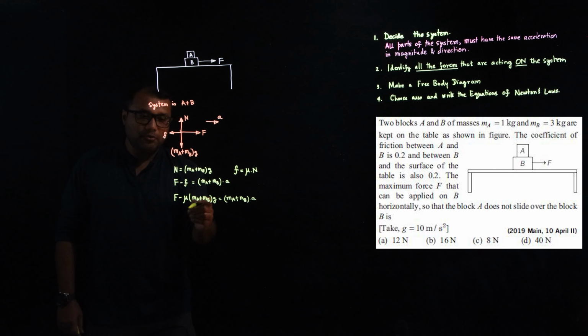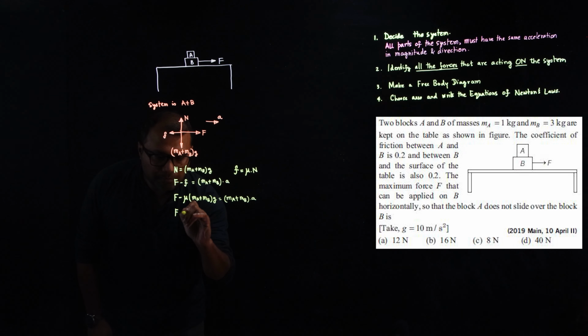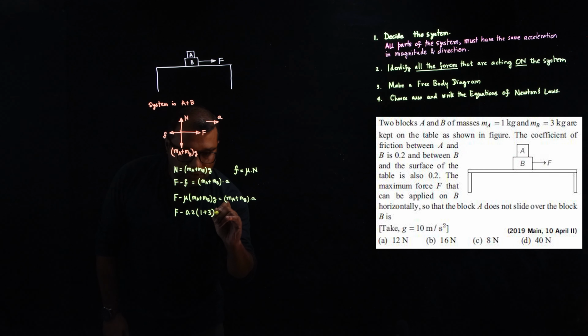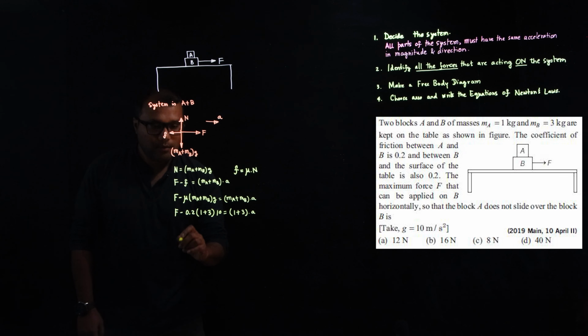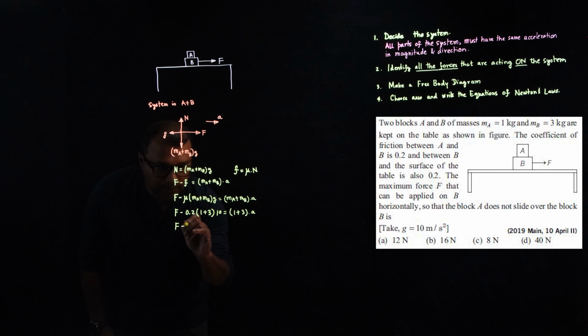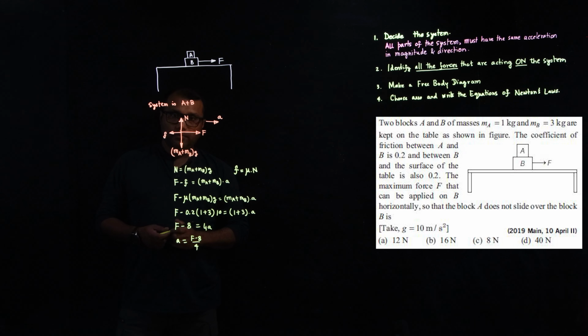Okay, now let's substitute the values. Mu is 0.2, MA is 1, MB is 3, G is 10. So F minus 4 times 2, which is 8, equals 4A, or we can say A equals (F minus 8) by 4.